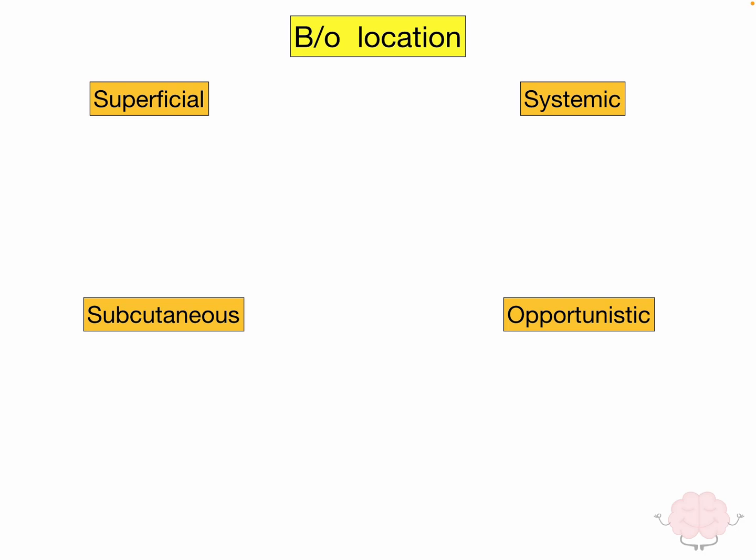It can be systemic, meaning all throughout the body, or it can be opportunistic, meaning in case of an immunocompromised state, it manifests itself. So here we are just enumerating the examples of these four classifications. The superficial: in case of superficial, we've got Tinea versicolor, dermatophytosis, Piedra, and Tinea nigra.